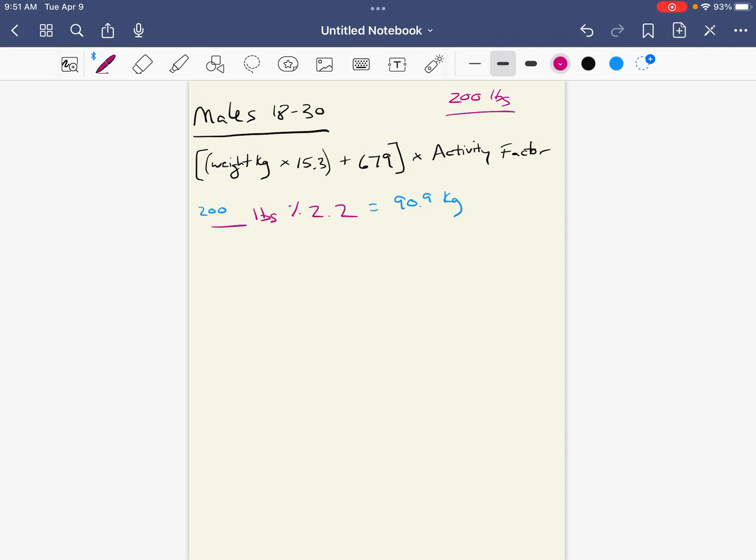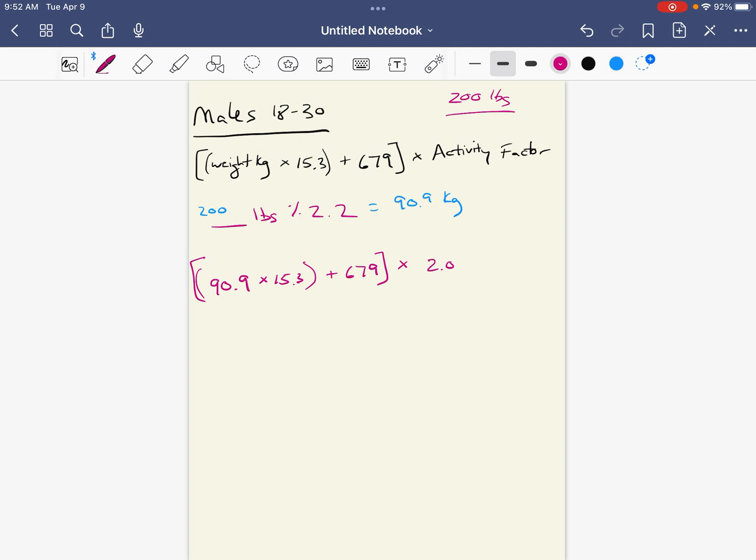Okay, now let's do the equation. Weight in kilograms, so whatever weight in kilograms you determined, 90.9, and I'm just going to continue to write what I had at the top, times 15.3. I'm just going to continue to write the rest. I'm not doing any more calculations, I'm just writing it down. You can write down the activity factor that you chose from the chart. Let's just say I picked 2.0.